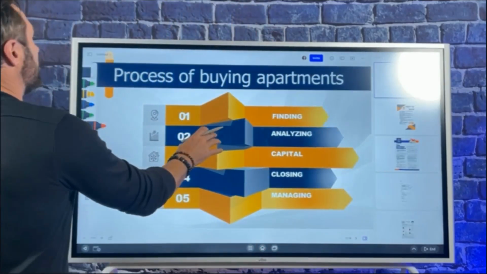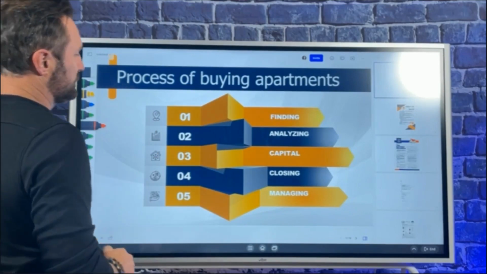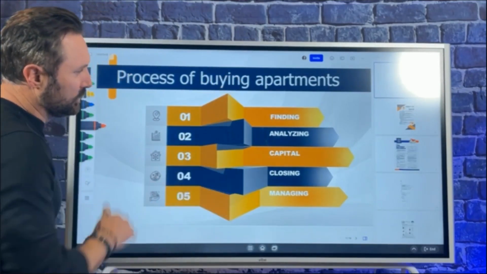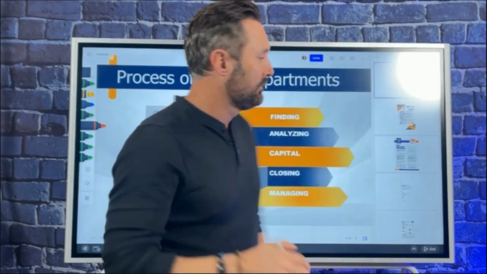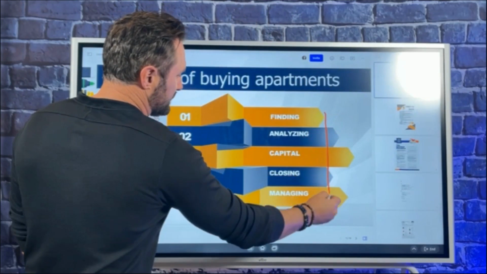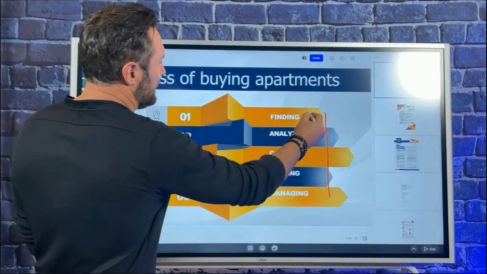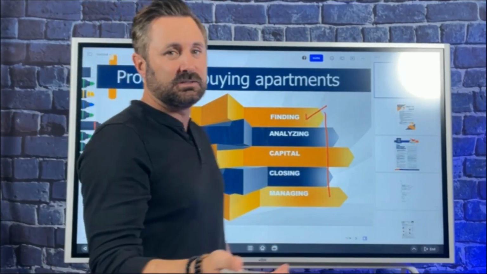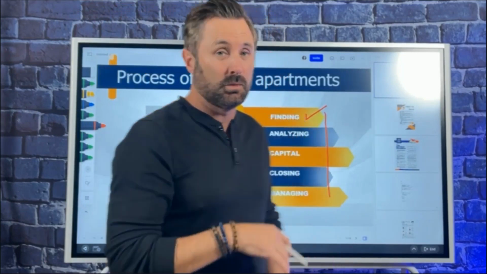So, the process for buying apartments. It doesn't matter how you do it, whether you're going to buy a duplex or a 100 or 200 unit apartment building. Doesn't matter. You will literally follow this exact same process. First, you've got to find the deals. That's everybody's biggest thing. How do you find the deals? We're going to go through that real quick today.